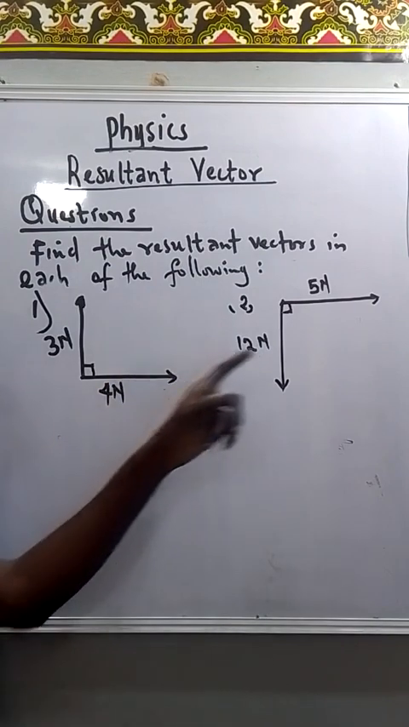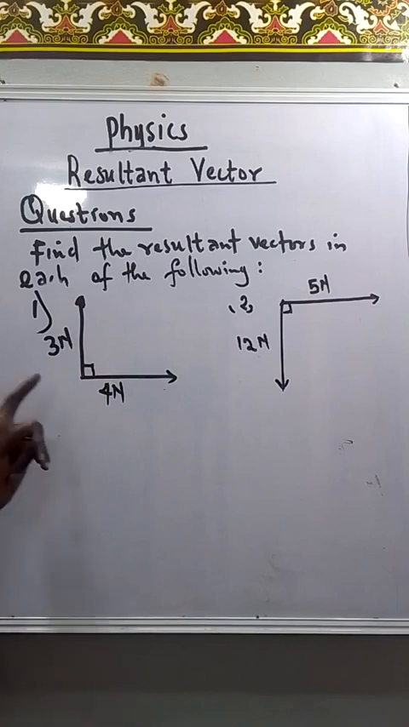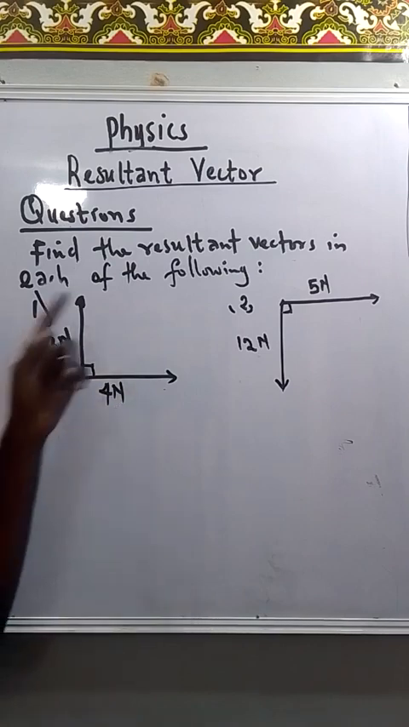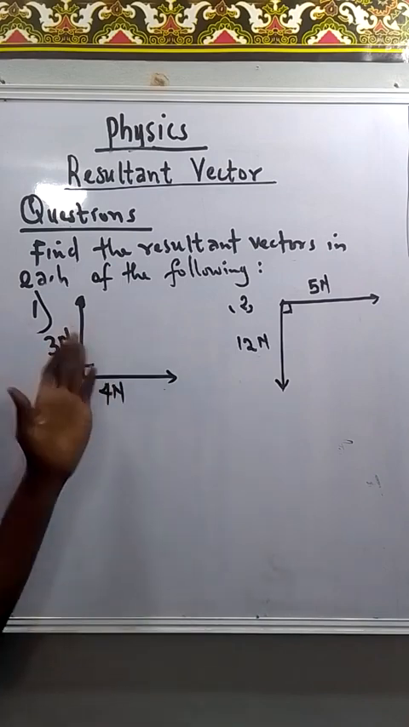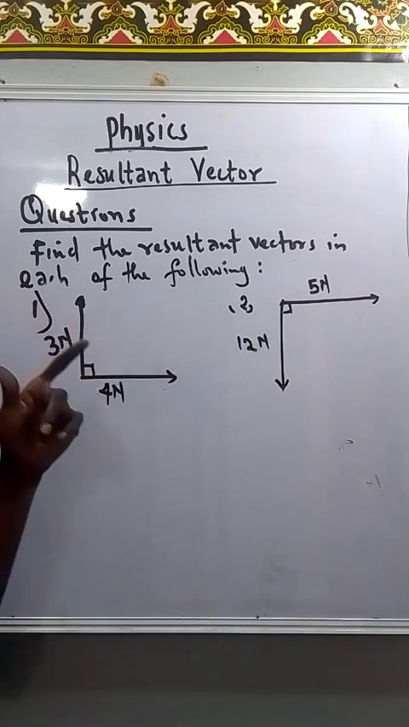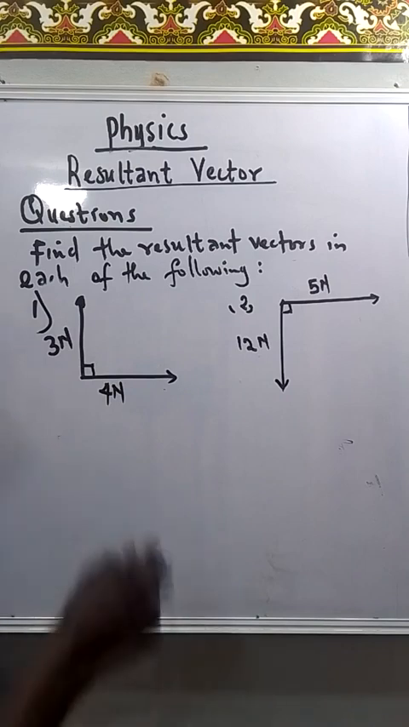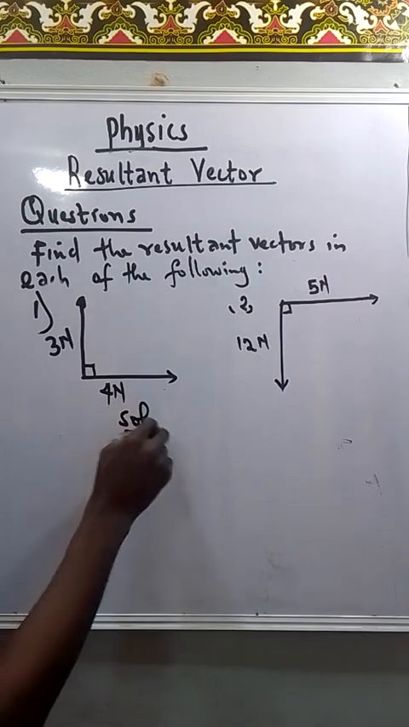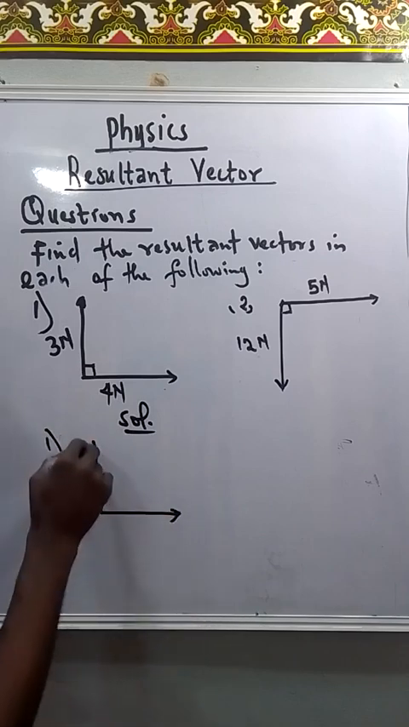Let's see how we can compute the resultants in these two cases. Now, here we have perpendicular vectors, and I have shown the formula for finding perpendicular vectors before. Now, let's see these two examples. Let's see what's going to happen. Solution. For the first one, let's redraw the diagram.